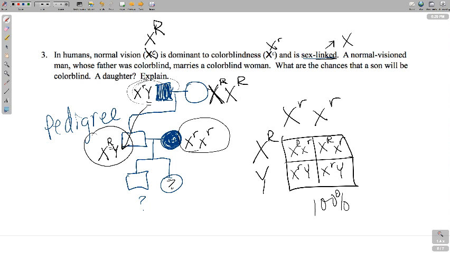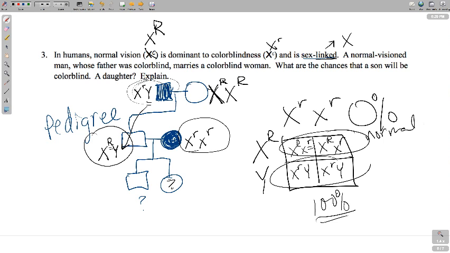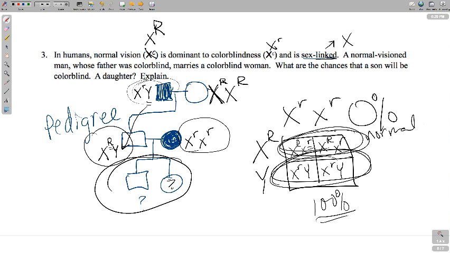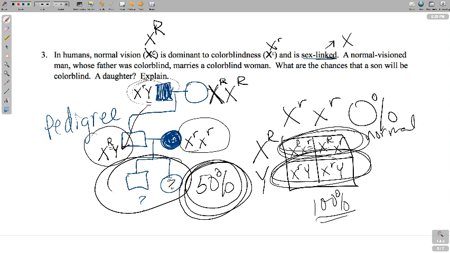She will be a carrier, but she will be normal. So the chances of having a colorblind daughter, 0%. So 100% for the boy and 0% for girls. Now, if the question were to ask what are the chances of them having a child that's colorblind, you have to look at all 4 boxes. That would be a 50% chance of having a child that's colorblind. But if we're looking at each sex, the answers are a little different. So make sure that you understand that for the test.